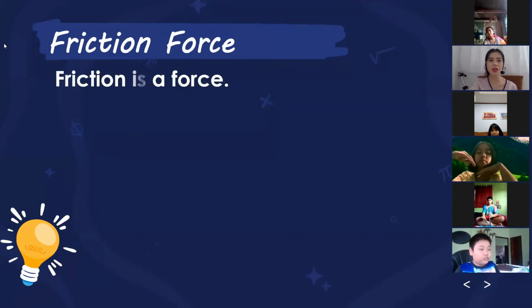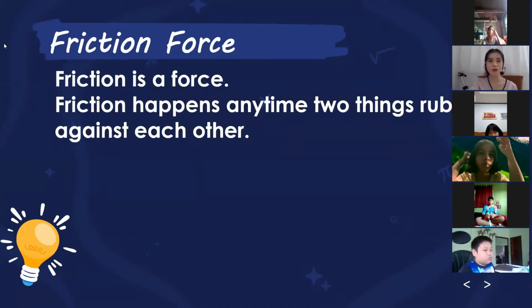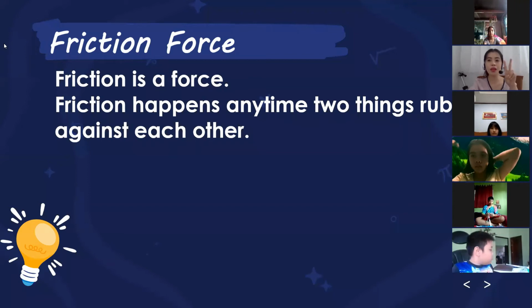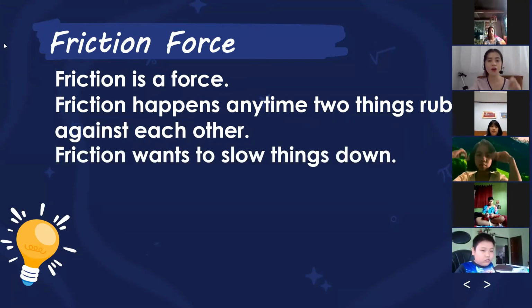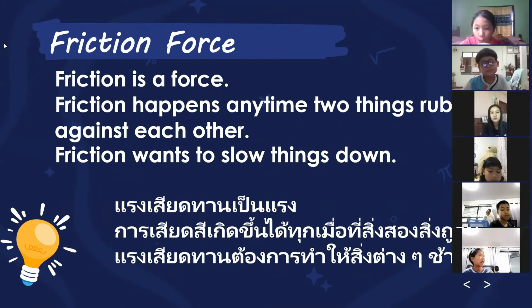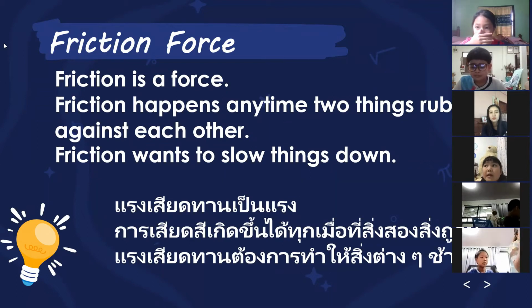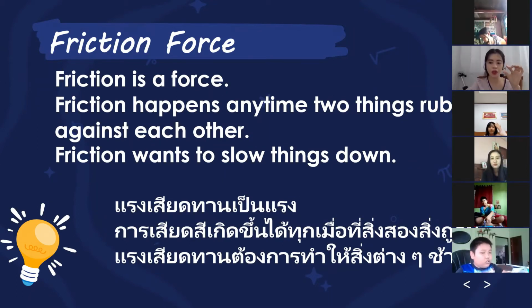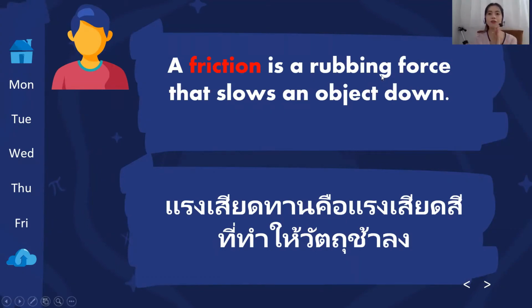Class, from other sources, friction is a force. Friction happens anytime two things rub against each other. Friction wants to slow things down. Okay, here is the translation. Can you read it? You can read it by yourself. To make it short, a friction is a rubbing force that slows down an object.